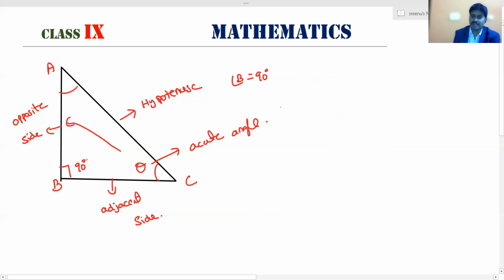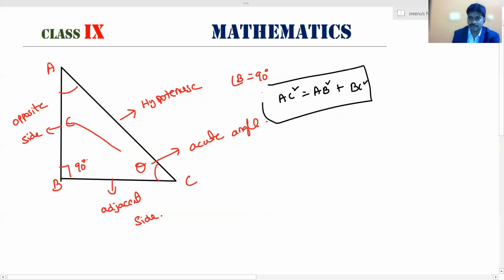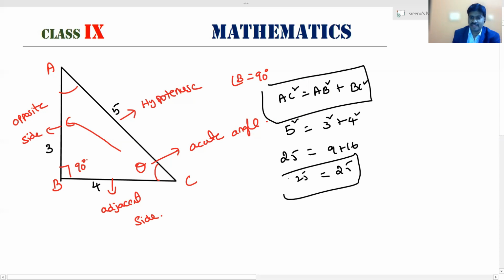This one we know from our earlier classes. Hypotenuse square is equal to the sum of squares of the other two sides. Suppose I take it as 5, and the others as 3 and 4: 5 square is equal to 3 square plus 4 square, 9 plus 16, 25 equals 25. In a right angle triangle, the square of the hypotenuse is equal to the sum of the squares of the other two sides. This is the first rule we have to learn.